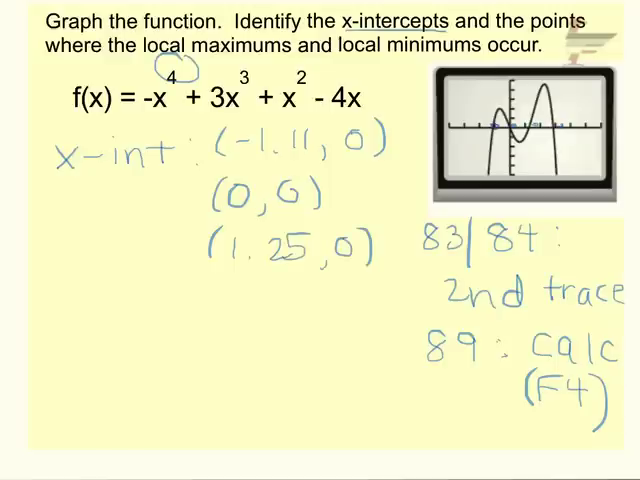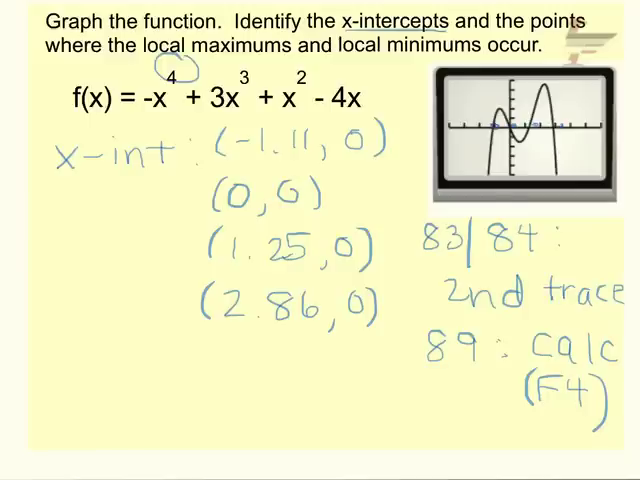1.25. And then for the last one, for left bound, over here you want to be a little bit above it for left bound and a little bit below it for right bound. So see what you get. And I got 2.86. All right, so there are my 4 zeros. And again, please just talk to me in class if you can't get those.